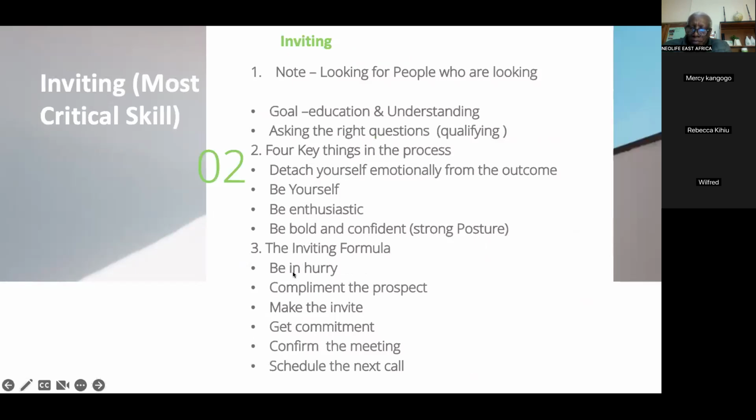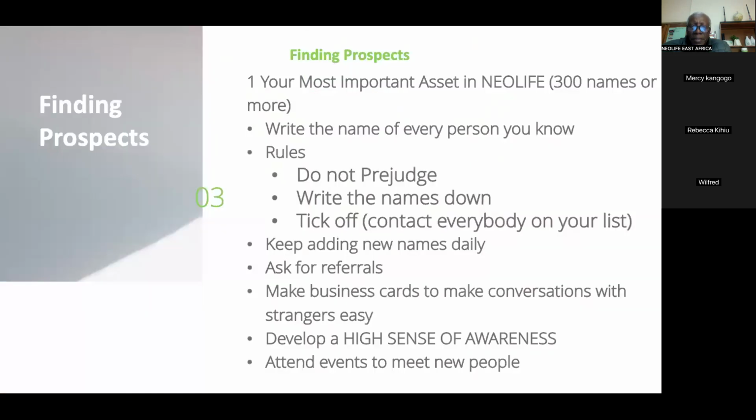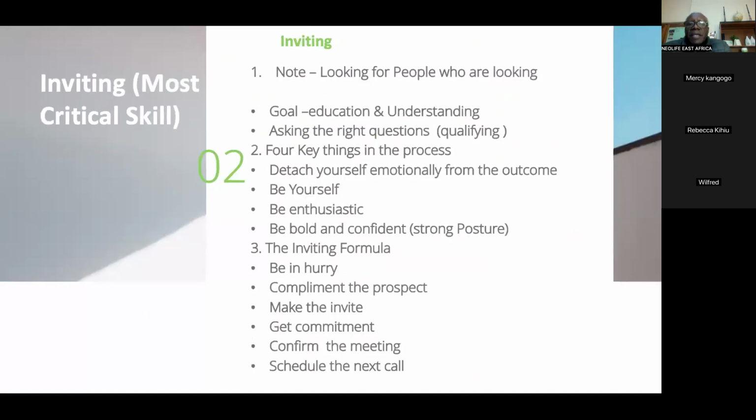The next thing, if you notice in this W, the next thing is to invite. Inviting is, you need to learn how to invite professionally. Remember, we are looking for people who are looking. That simply means you need to search for those who are already looking for the business, because their chances of seeing the opportunity and getting started are very high.